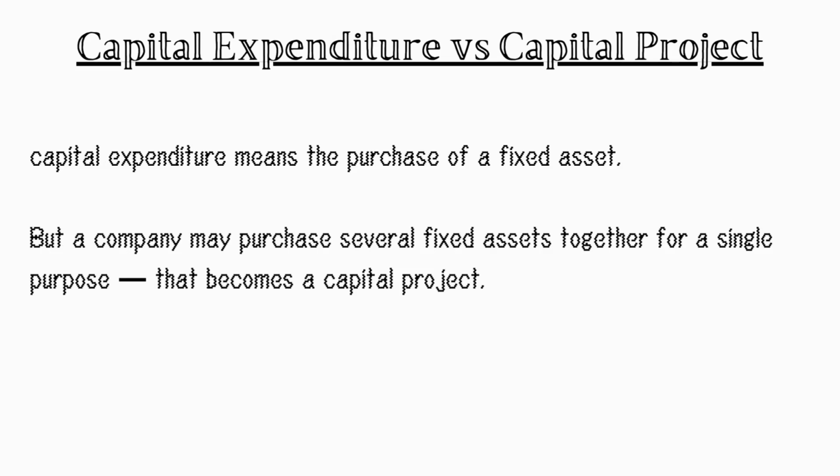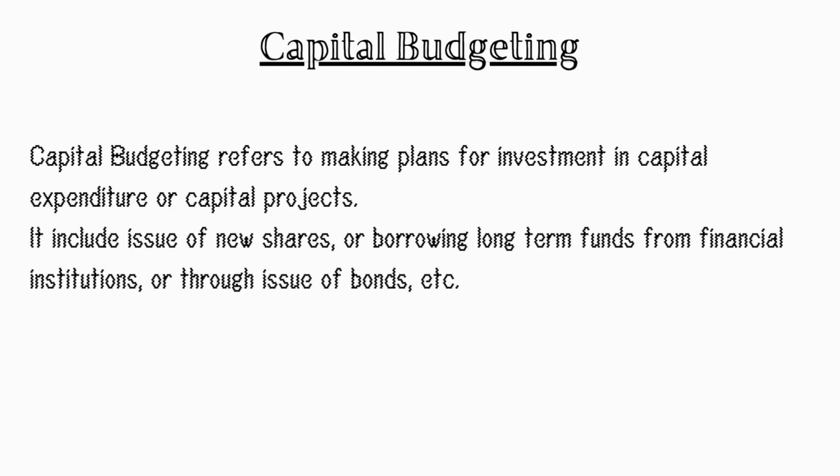Generally, capital expenditure means the purchase of a fixed asset, but sometimes a company may purchase several fixed assets together for a single purpose that becomes a capital project. For example, setting up a new manufacturing plant may require buying land, constructing buildings, installation of machinery, furnishing offices, and purchasing vehicles. The combined investment in all these fixed assets for one project is called a capital project or capital investment, while capital budgeting refers to making plans for investment in capital expenditure or capital projects.